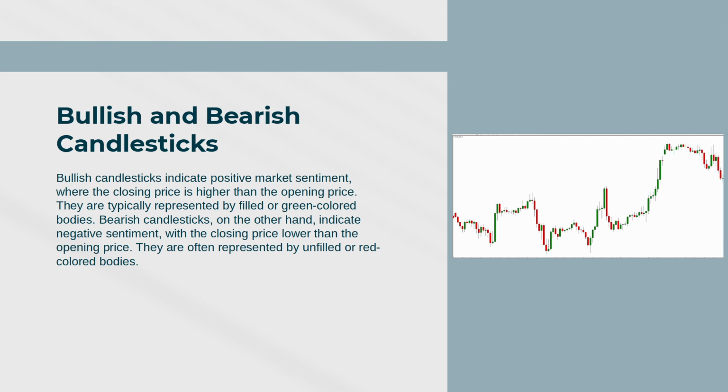Bullish and bearish candlesticks. Bullish candlesticks indicate positive market sentiment, where the closing price is higher than the opening price. They are typically represented by filled or green-colored bodies. Bearish candlesticks, on the other hand, indicate negative sentiment, with the closing price lower than the opening price. They are often represented by unfilled or red-colored bodies.